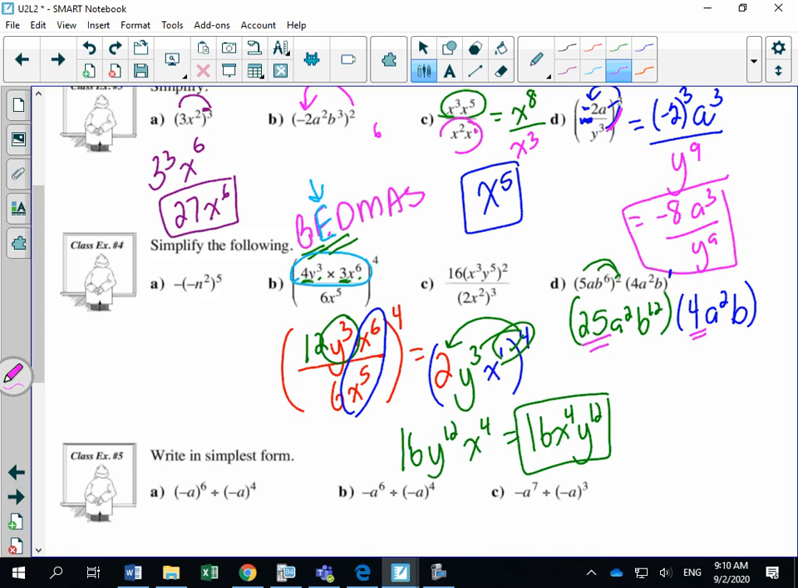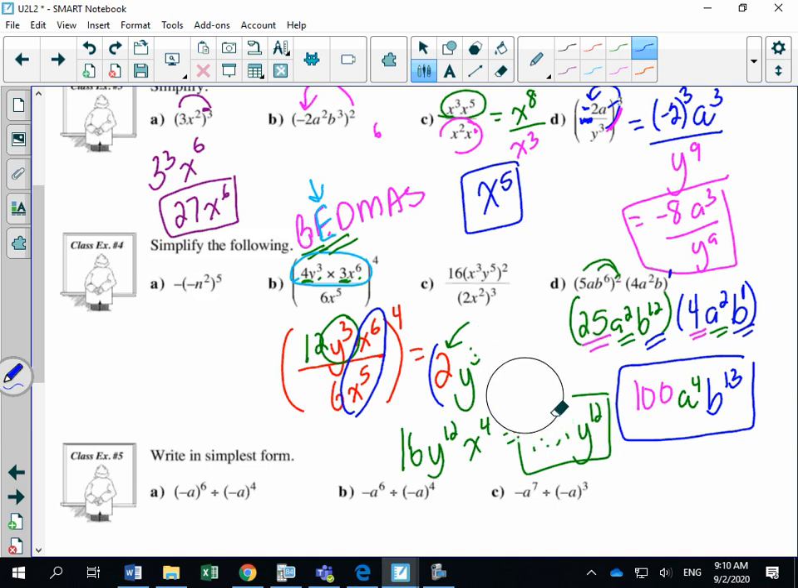Now I could multiply these two brackets together. 25 times 4, when you deal with the coefficients, you're going to get 100. Then let's do our a's next. That's going to be product law. You're going to add the exponents. 2 plus 2 is 4. Then let's do our b's last. 12, put your invisible 1 in. 12 plus 1 is b to the 13. And that's your answer. I'm going to erase this so we could do C together.